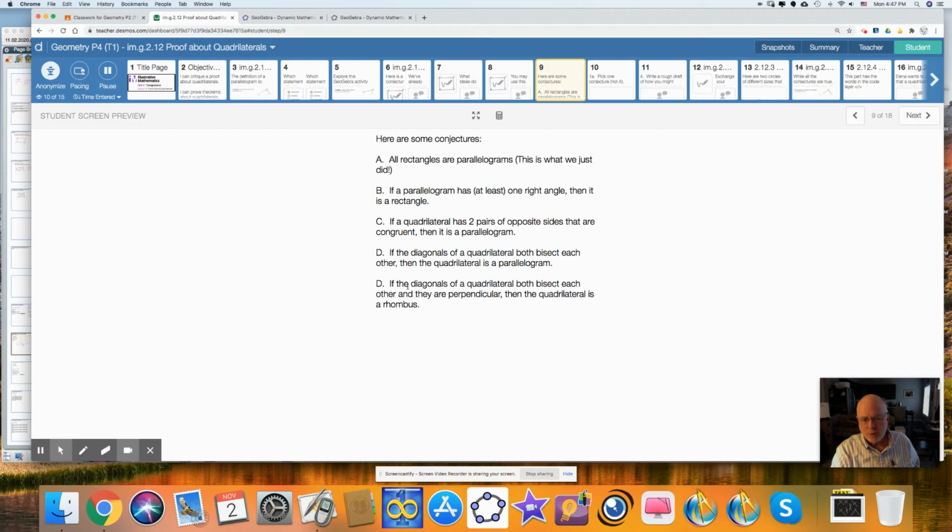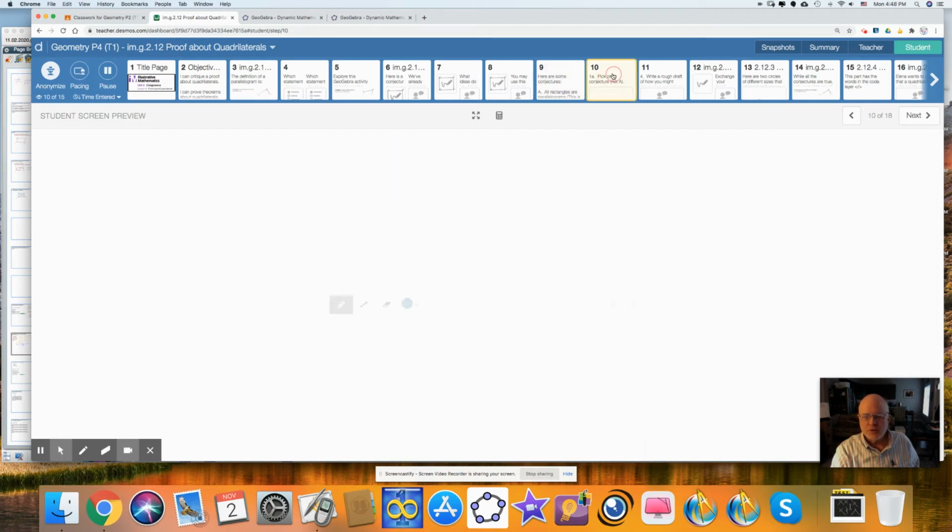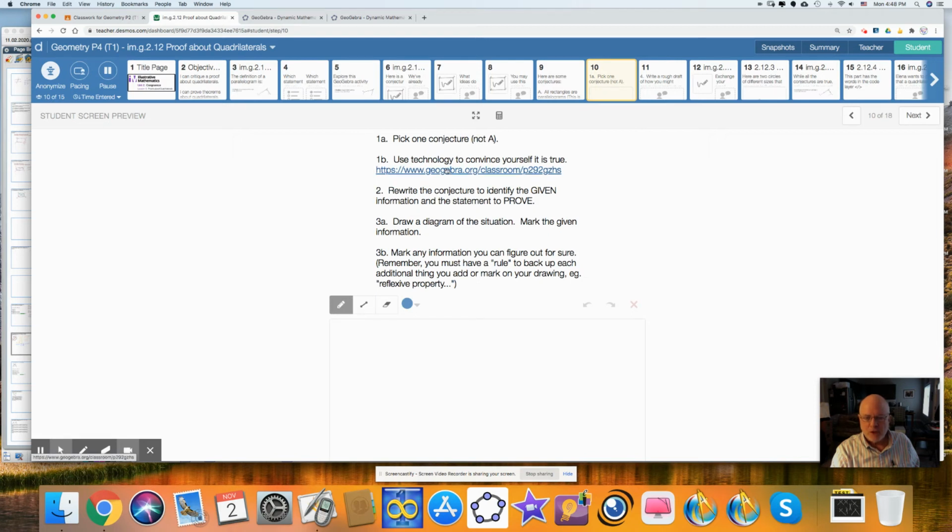Then there are 4 more, and this one should say E, and it will on the corrected version. And you're supposed to pick one of these. You can use technology to explore it. You can rewrite the conjecture in the form of a given, with the given information, and the proof, which is what it is you're trying to prove.